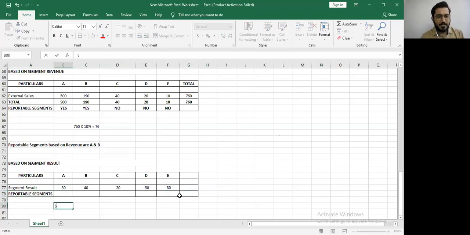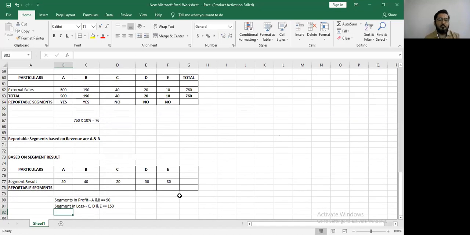Let's find out segments in profit are A and B. Your total of A and B will come to 90. Your segments in loss are C, D, and E, the total of which will come to 150.